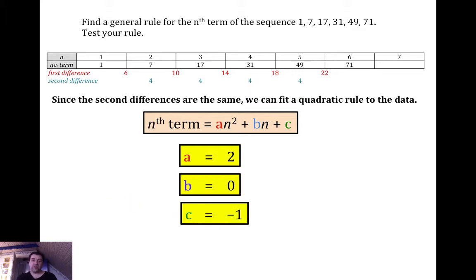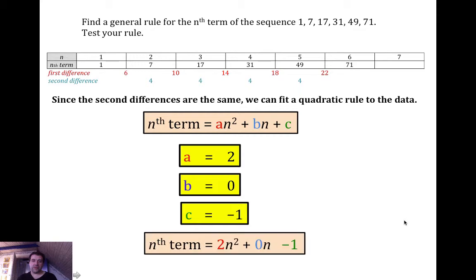c is minus 1. And now that we know a, b, and c, we can plug them all back into this to get the rule. So the rule is that the nth term equals 2n squared plus 0n minus 1. 0n's just nothing, so we can get rid of that and say the rule is nth term equals 2n squared minus 1.